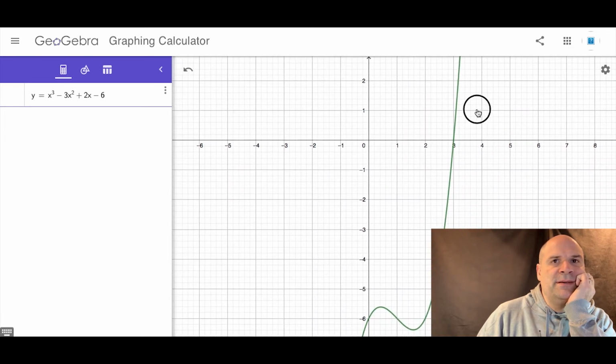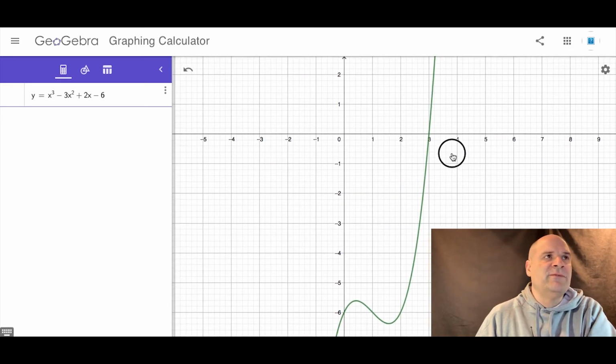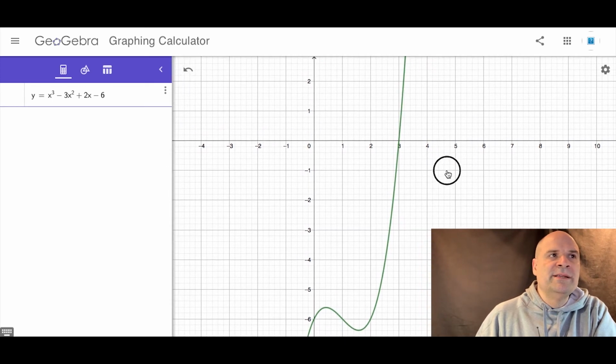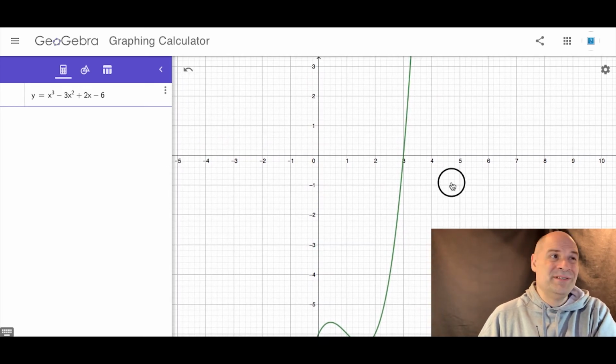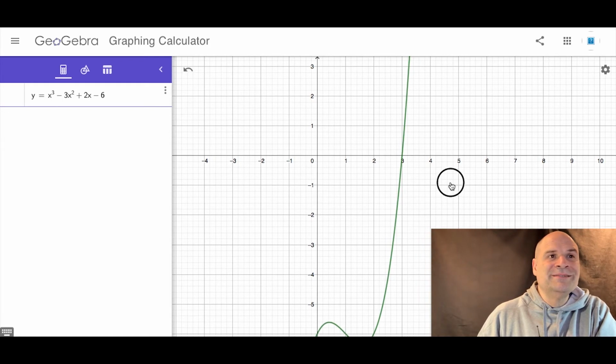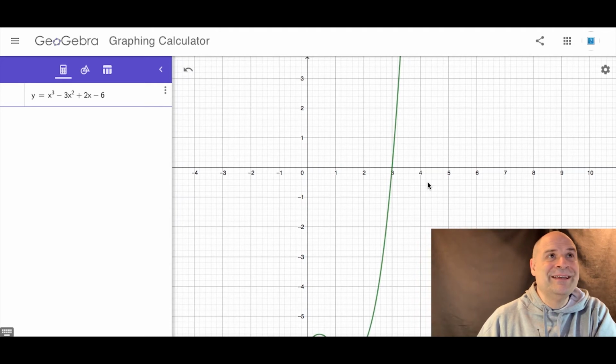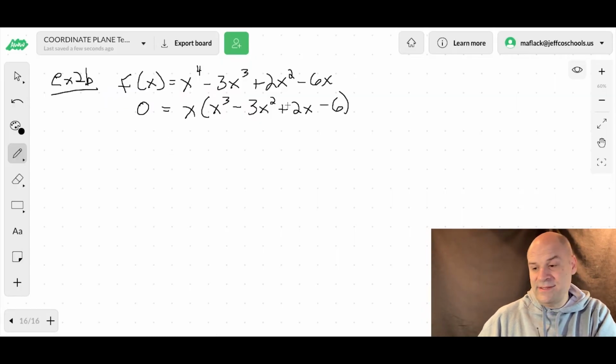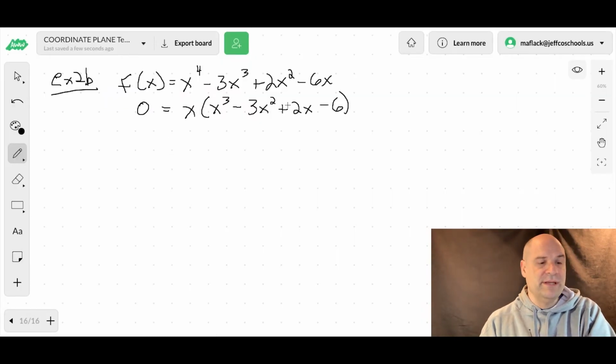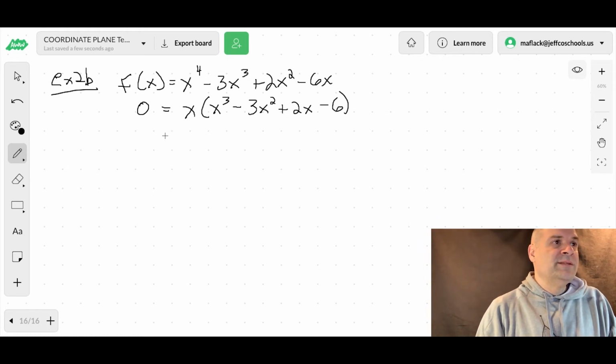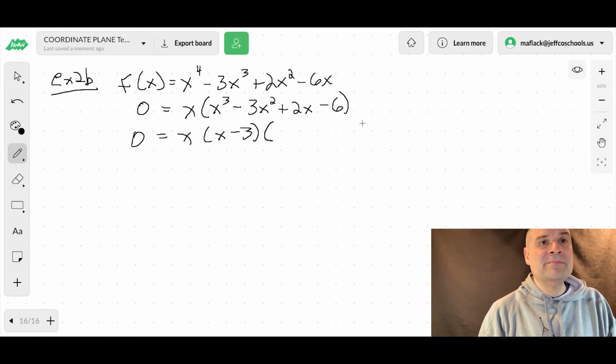So remember, when we're finding our factors, we're finding where y equals 0. So what x's will make y 0? Well, where y is 0 here is at 3. So now we can say that one of our factors is going to be x minus 3. So this is going to be 0 equals x times x minus 3 times something.